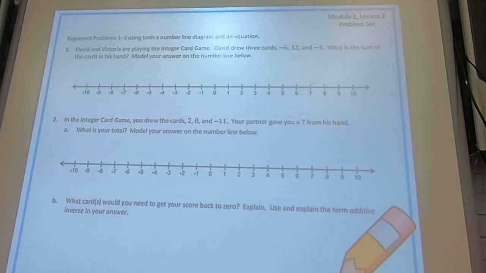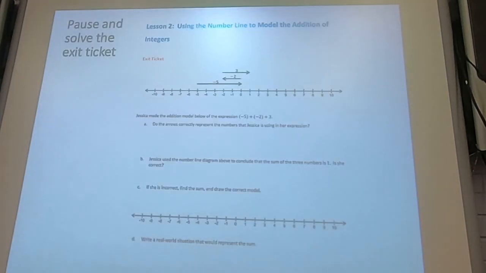Go to the rest of the exit ticket. Oh, there is no rest. Sorry, we're done. I don't care so much about the real world situation. Usually what I say is I use money. So you owe somebody $5 and then you borrow 2 more. So it's plus negative 2. And then you pay them back $3. So that would be a real world situation for that.